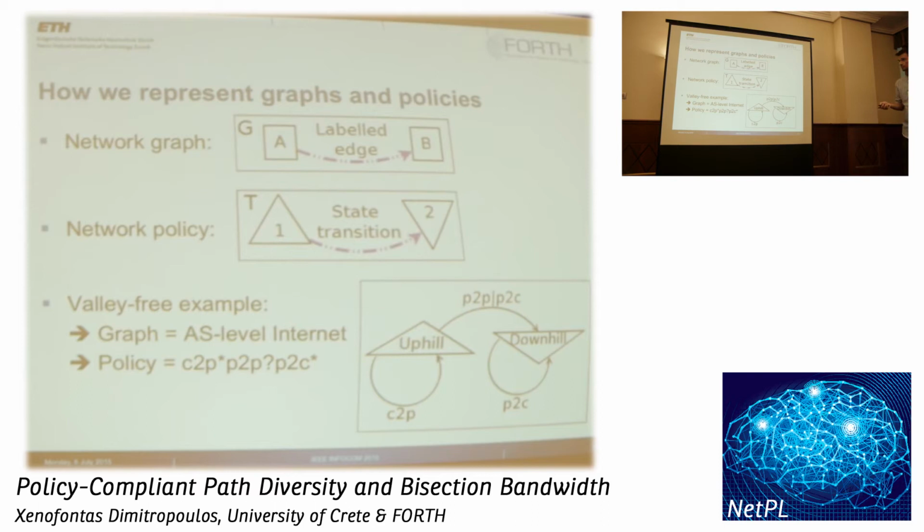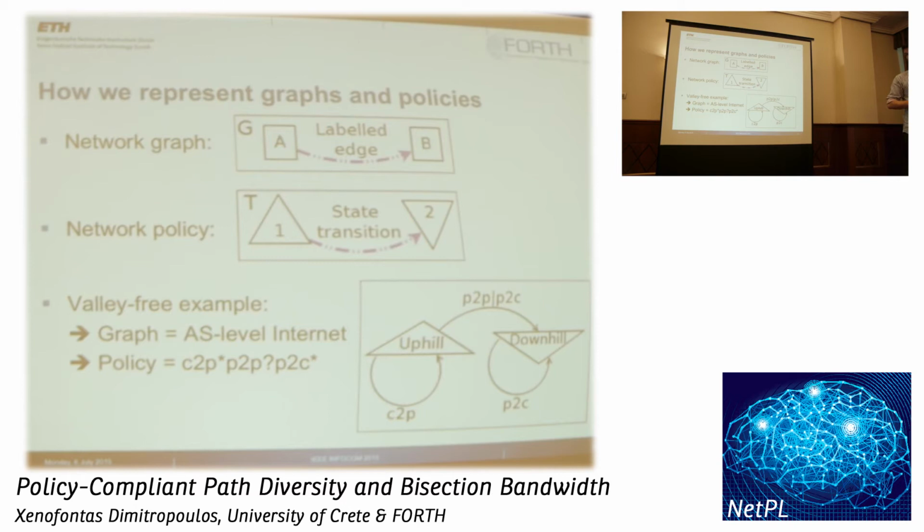Okay, so we have two types of graphs. We have a graph G that represents the network, and in this graph we have different types of edges. Edges carry a label. The labels are used to express policies. For example, the label could be the customer to provider relationship. It might be the capacity of the link in a switch topology or some other characteristic that we defined.